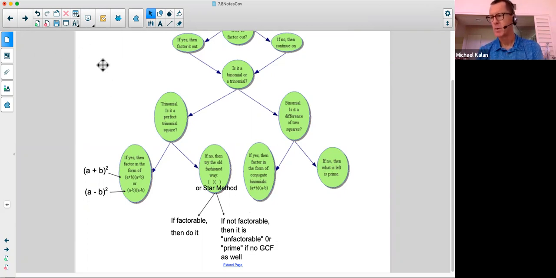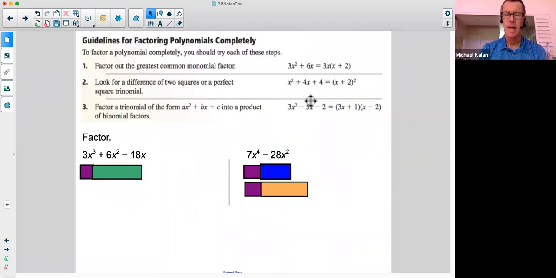We are going to do some towards the end, like 4-termed polynomials, and that's slightly different than this, but it's still kind of related to it. We'll get to that in a bit. Okay, so again, here are the guidelines. Take out the GCF if you can.